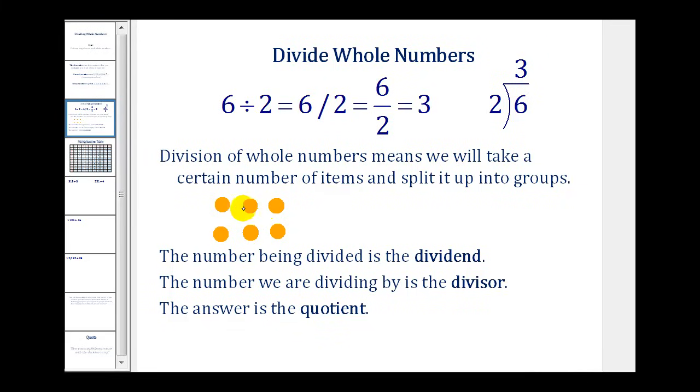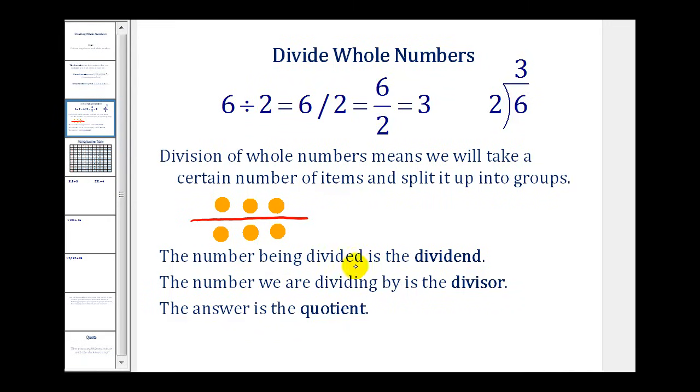So if we take a total of 6 and divide it into 2 groups, we can see that when we take 6 and divide it into 2 groups, each group will have 1, 2, 3 items. Therefore 6 divided by 2 is equal to 3.